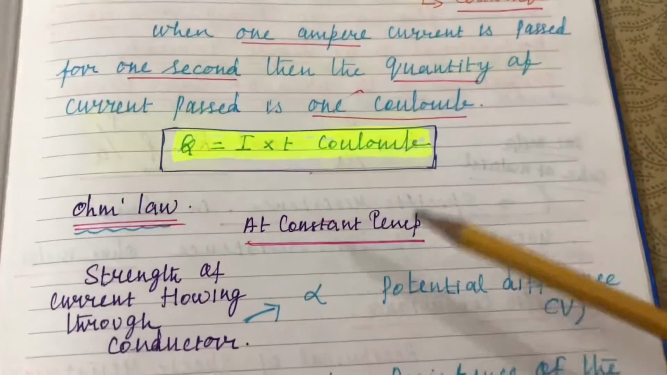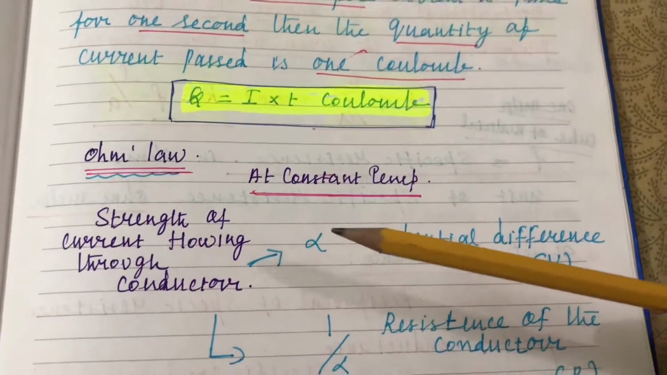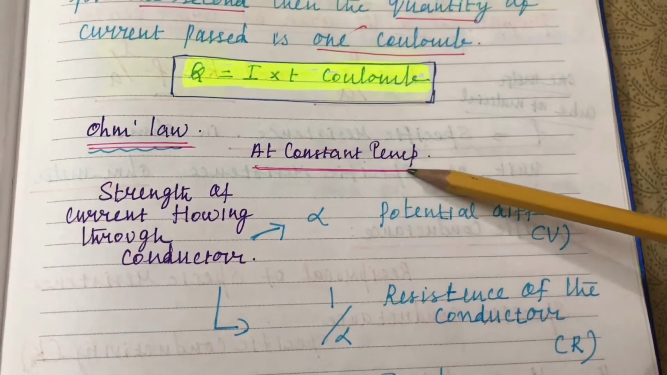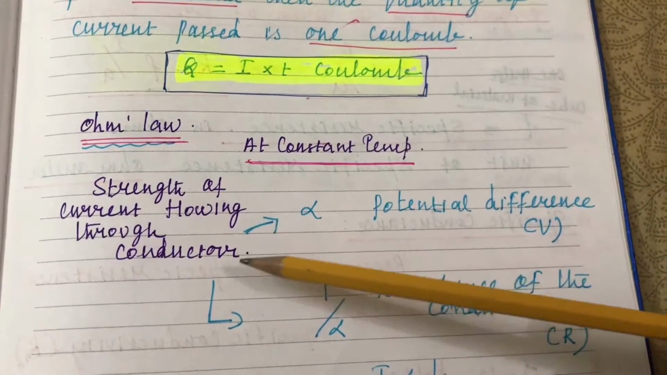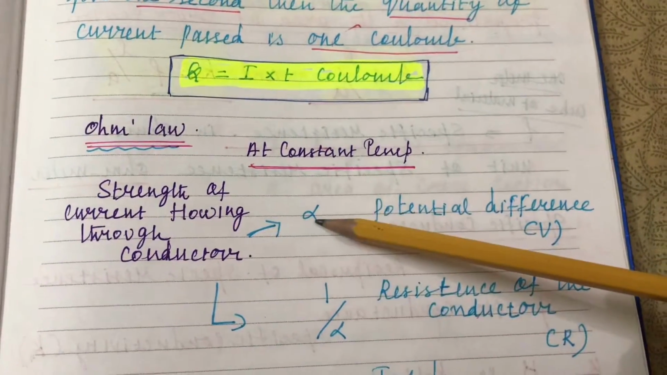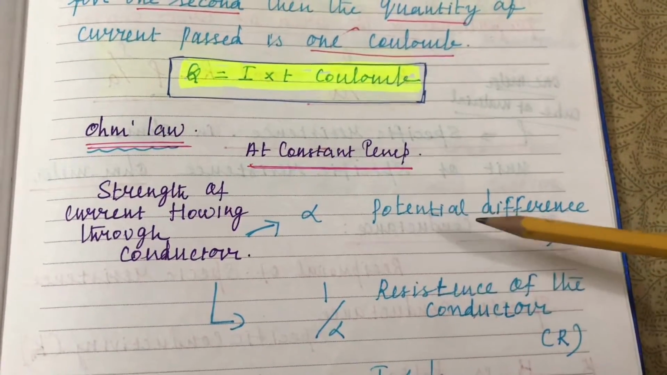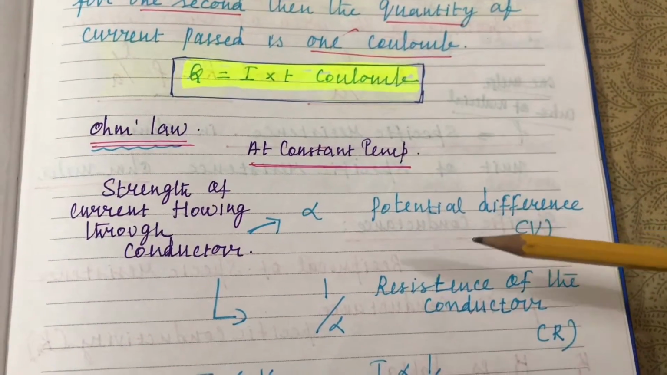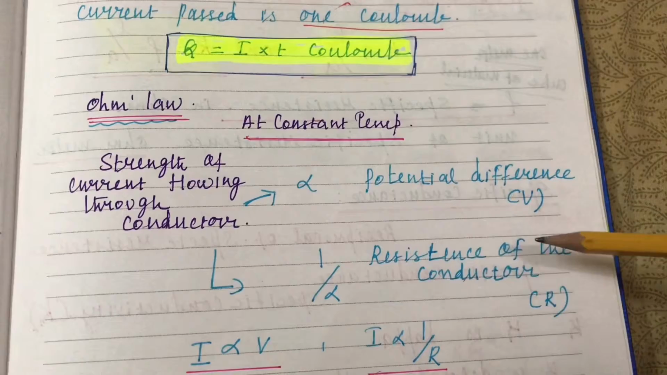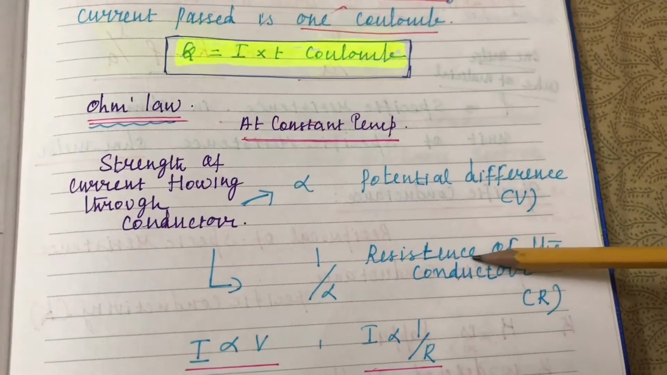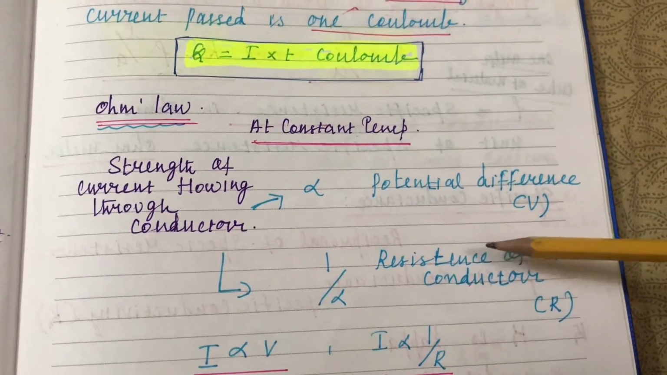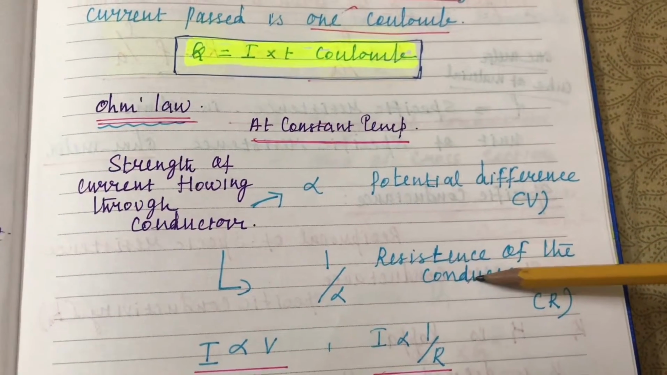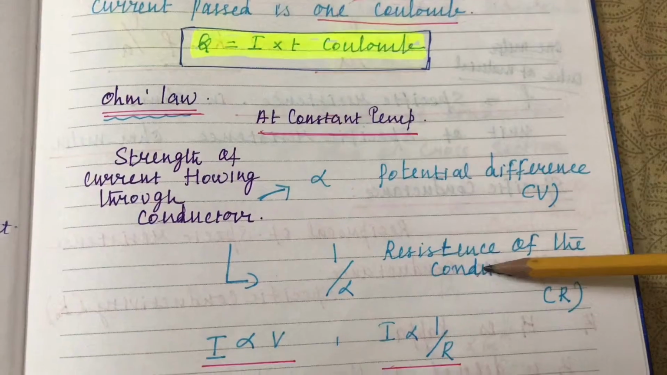Next one is, what is Ohm's law? The definition of Ohm's law: when the temperature remains constant, the strength of the flow of electric current through a conductor is directly proportional to the potential difference between 2 points and inversely proportional to the resistance of the conductor. What is resistance here? The hindrance offered by the conductor for the flow of electric current is called resistance.